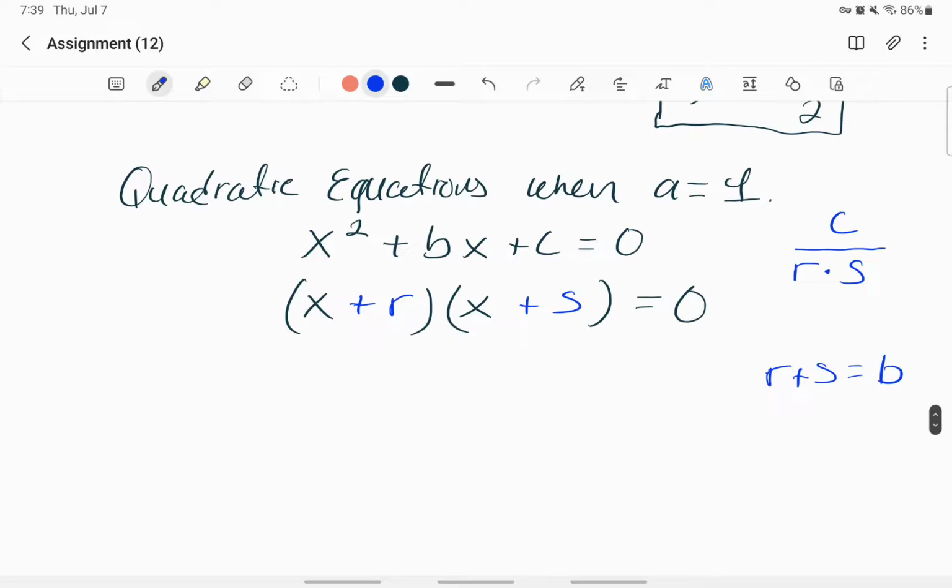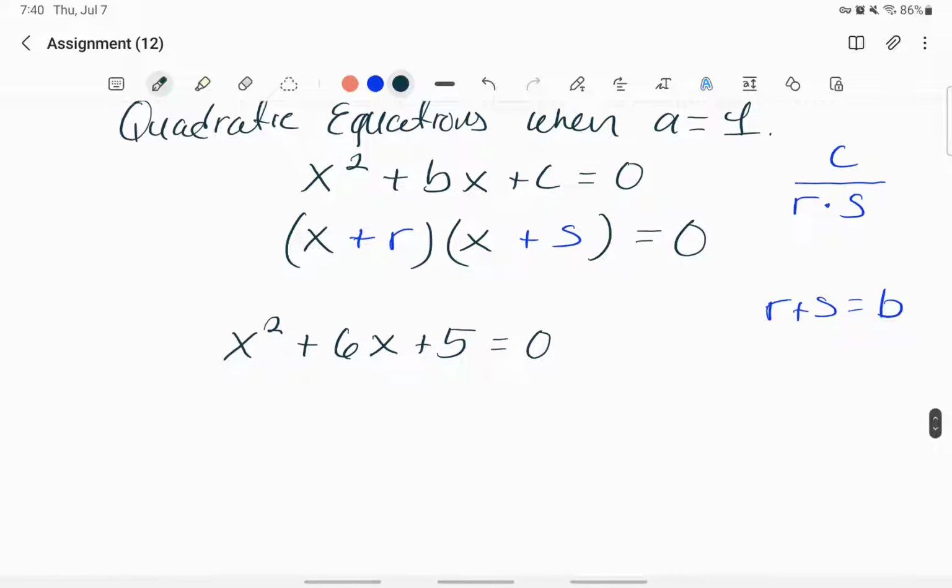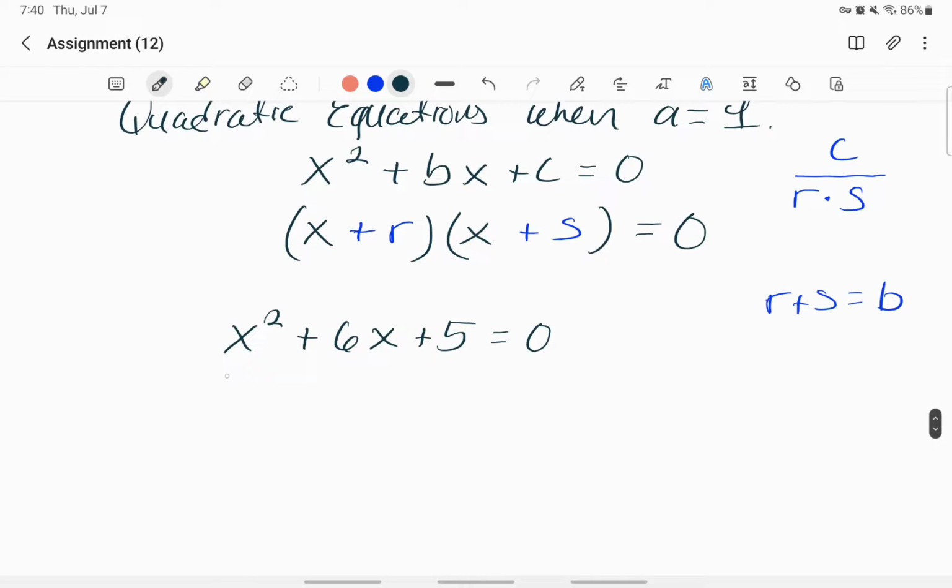When you factor a quadratic trinomial, you have two linear factors being multiplied to each other and they're equal to 0. So that means we can use the zero product property. Now, watch this. Let's take an example. Let's say we have x squared plus 6x plus 5 equal to 0. We want to find all the solutions to the quadratic equation. So I'm going to factor this quadratic trinomial.